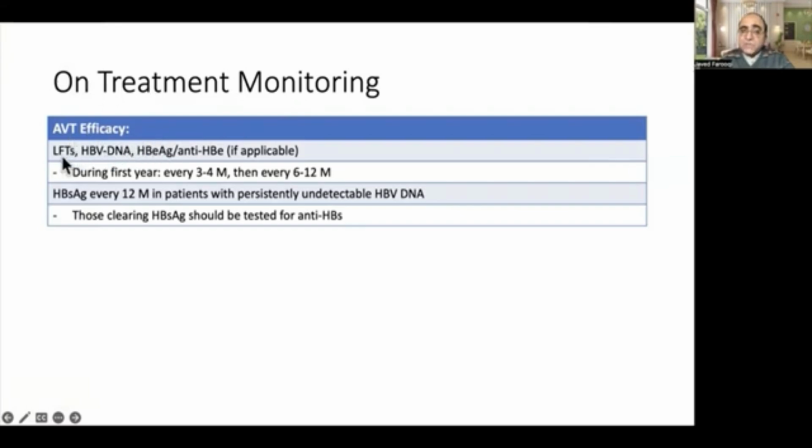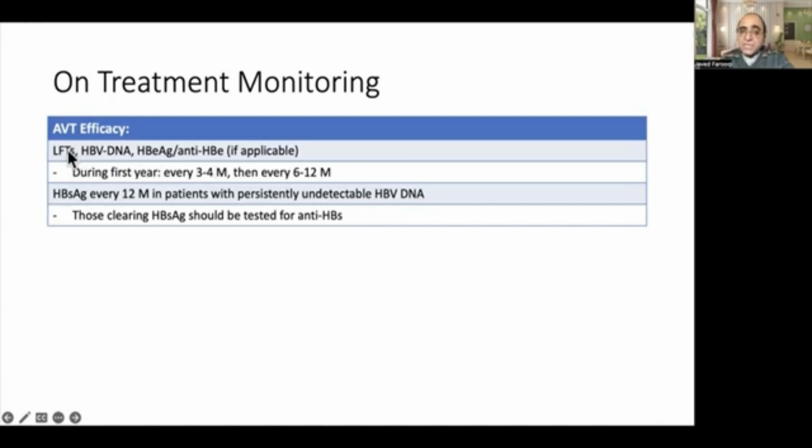For this, we do the liver function tests, HBV DNA levels, HBe antigen and anti-HBe if applicable. If our patient is HBe antigen positive, then we will do E antigen and E antibody status as well. Otherwise, we will be doing the HBV DNA levels and liver function tests. And we do these investigations during the first year every 3 to 4 months, and then from the second year onwards every 6 to 12 months. The HBs antigen is checked every 12 months in patients with persistently undetectable HBV DNA.